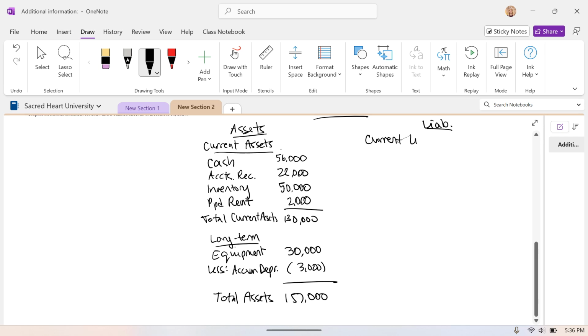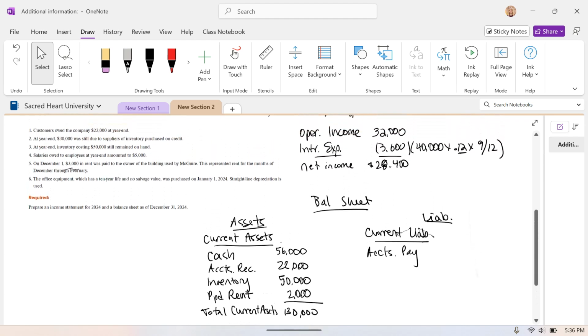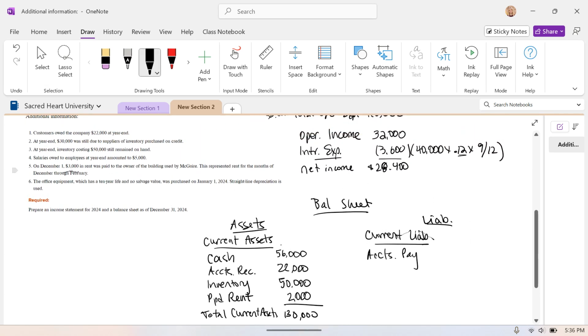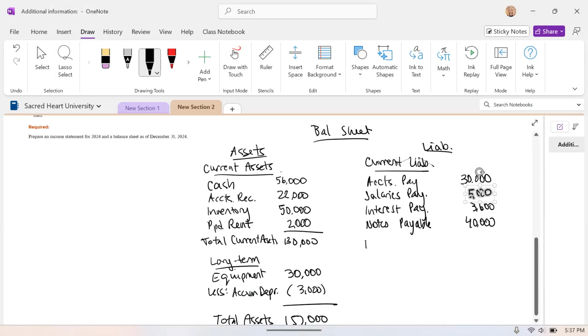Start with our current liabilities. We have accounts payable. And we were told that at the end of the year, 30,000 was due to suppliers for inventory purchases. We were told that we owe salaries to employees, 5,000. We know we have that interest payable of $3,600. Other side of that entry is here on the income statement. And we know we have that notes payable for $40,000. We don't have any long-term liabilities, so our total liabilities are our total current liabilities. This works out to be $78,600.